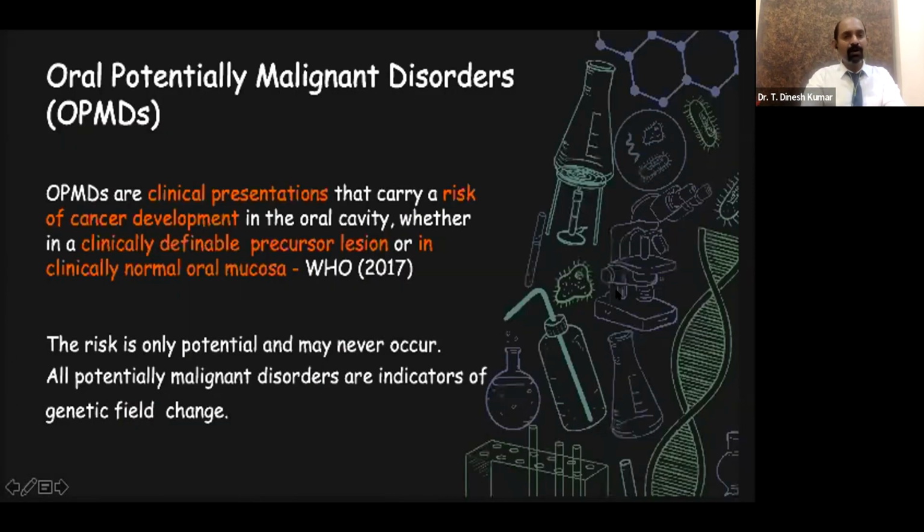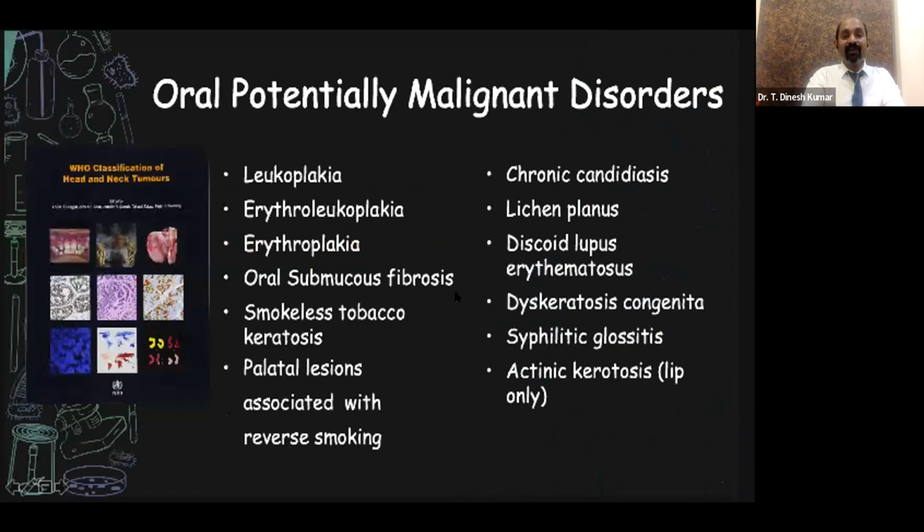Now, what are these potentially malignant oral disorders? These OPMDs, as they are abbreviated, are the clinical presentations that carry a risk of cancer development in the oral cavity, whether in a clinically definable precursor lesion or in a clinically normal oral mucosa. This is the WHO definition. There is a variety of them, an exhaustive list, but what is very important are leukoplakia, erythroleukoplakia, submucous fibrosis, smokeless tobacco keratosis and palatal lesions associated with reverse smoking.